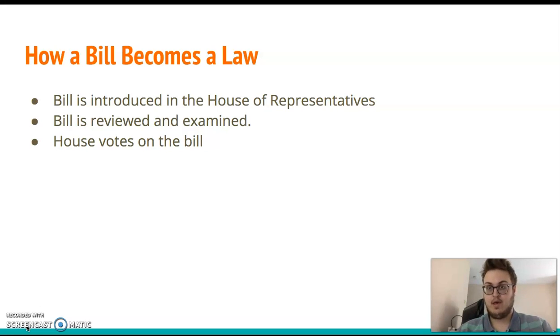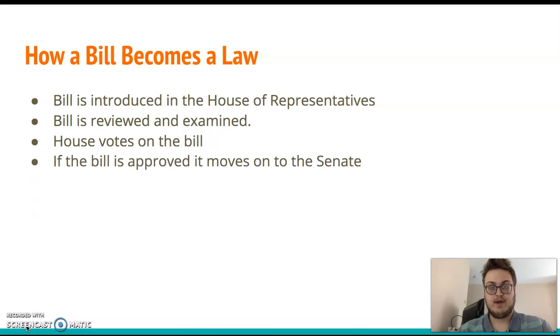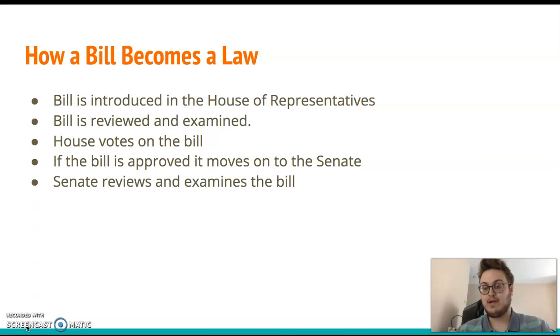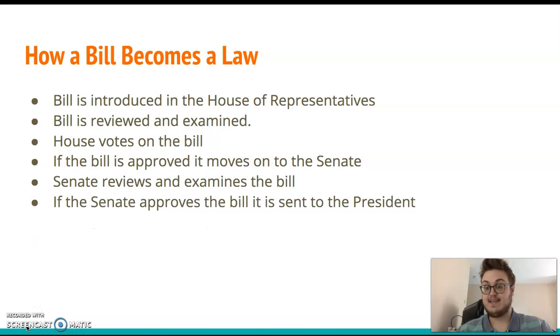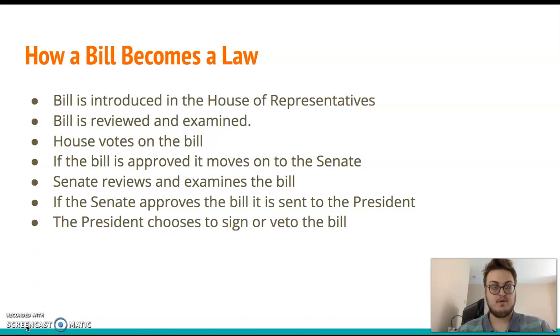Whoever doesn't, no. If the majority is yes, the bill then moves on to the other house, in this case the Senate. The Senate will then do the same thing that the House did, and they will review and examine the bill. They'll vote on it, and if they approve it, it is then sent to the President. The President then chooses to sign or veto the bill.